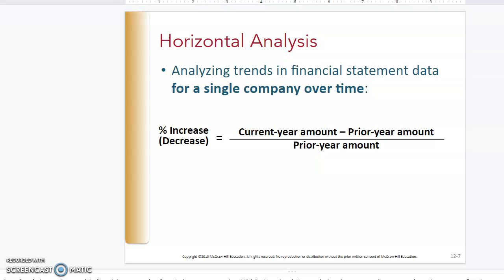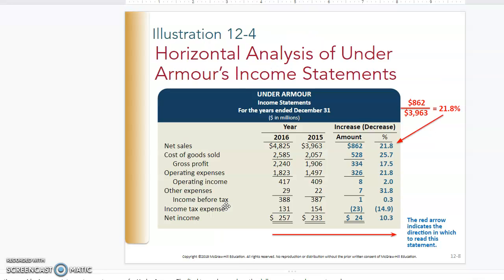Now, the main thing you need to know about this is how to calculate the increase or decrease percentage. Okay, it's always going to be whatever the current year amount is minus the prior year amount, so whatever the change is, and then divide by the prior year amount. So always by the older year. Okay, now I'm going to show you what this looks like in an income statement.